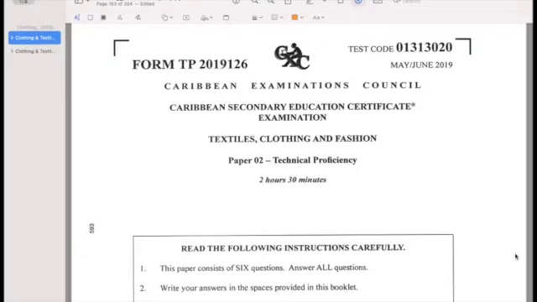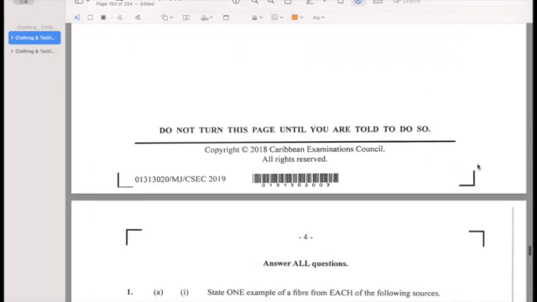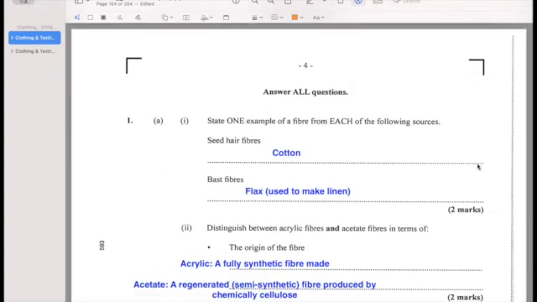Welcome to another video, and today we are going to do the past paper question 2019 for Textile, Clothing and Fashion, Paper 2. Question 6, let's go. The first question: state one example of a fiber from each of the following sources. And they gave us 2, right?